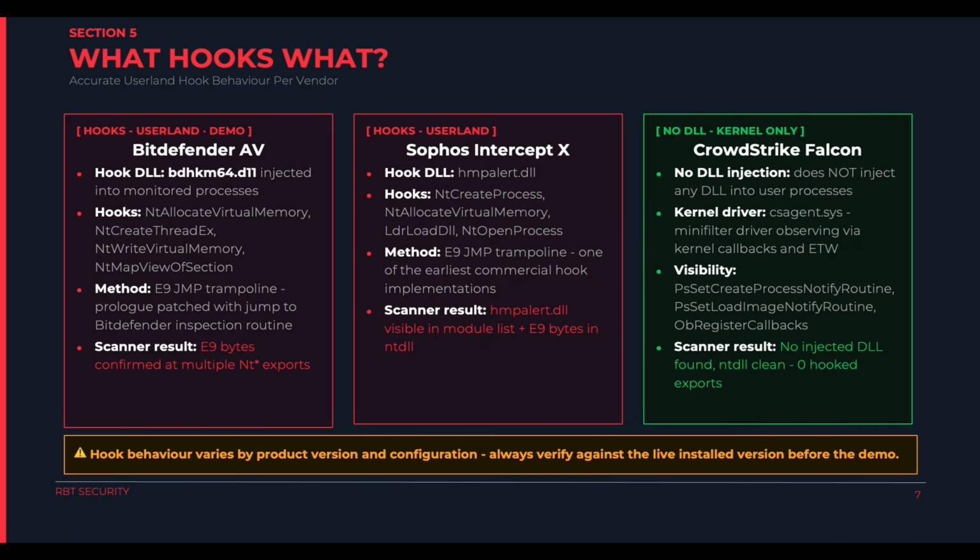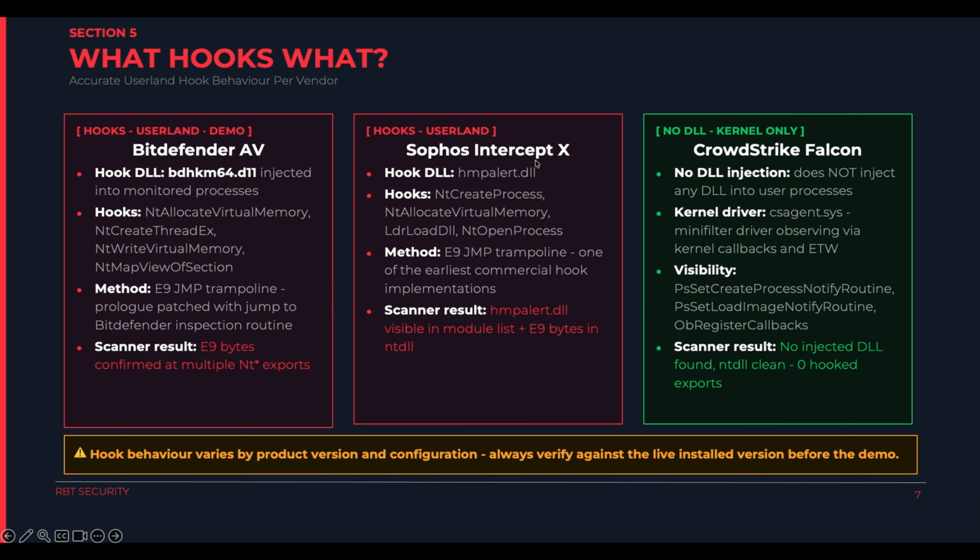So basically, in this demonstration, we saw Bitdefender, and we saw two different DLLs, but the DLL that hooks all the Windows APIs is the BDHKM64 DLL. We saw different Windows APIs, and we saw the opcode, the E9 JMP, the trampoline, and the prologue. Basically, those indicators show it has been hooked by Bitdefender.